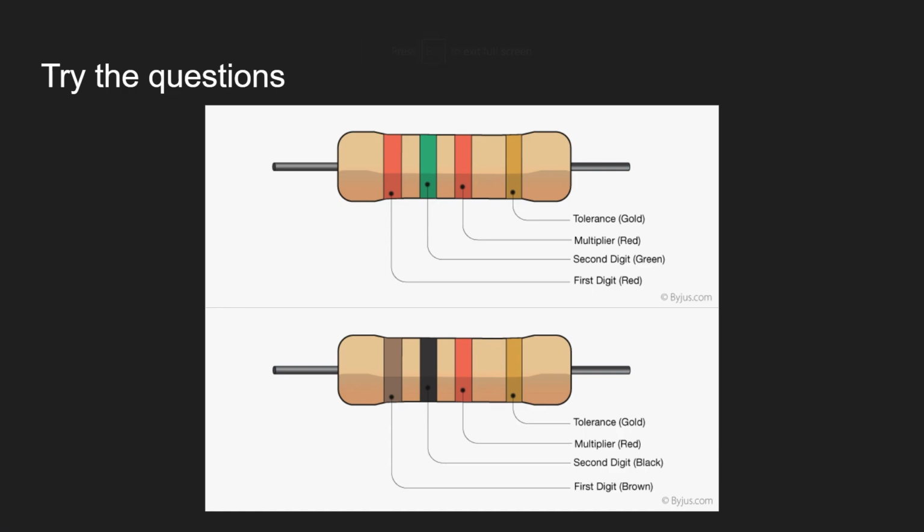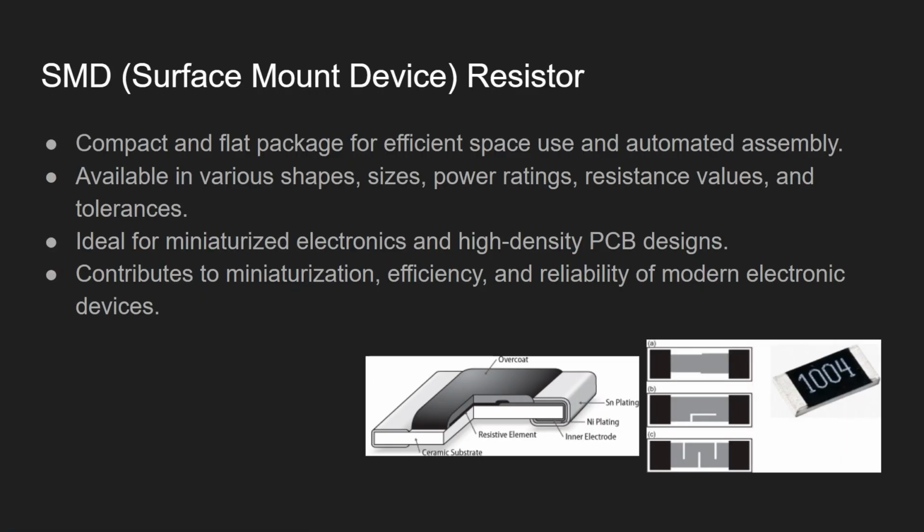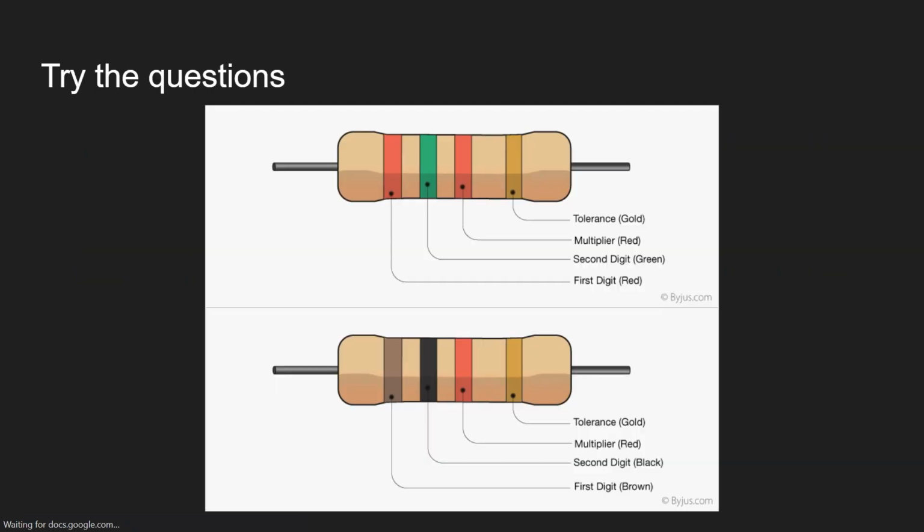And the second one, the first digit is brown, which is 1. The second digit is black, which is 0. Times 100, 10 to the power 2. So this is a 1,000 ohm resistor with a tolerance of 5%. Easy, huh? Just read. It is a bit difficult if you have to memorize all of them, but I don't think it would be that tricky. Okay, so I will talk about any questions or any supplements.